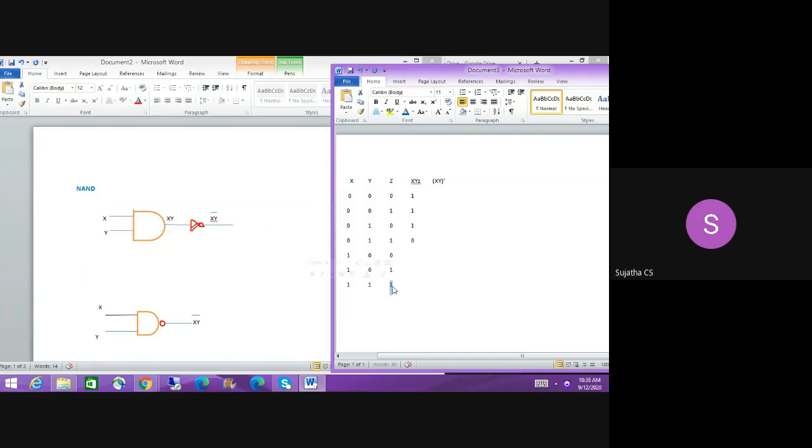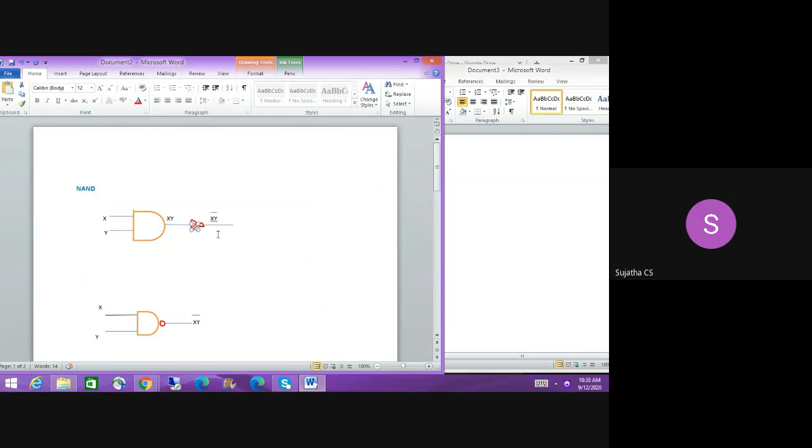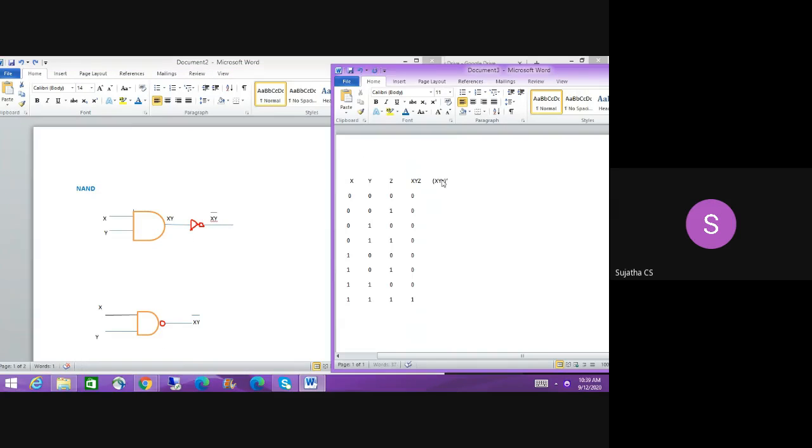0, 1, then 1, 0, right? Then 1, 1, 1. If you connect with an AND gate, whatever you multiply with a 0, you will get only 0, right? Which means except the last state, all the values are 0, because somehow we are multiplying with a 0, so the resultant value will be 0. Then finally we get a high value, 1. Then we get X into Y into Z whole bar, right?